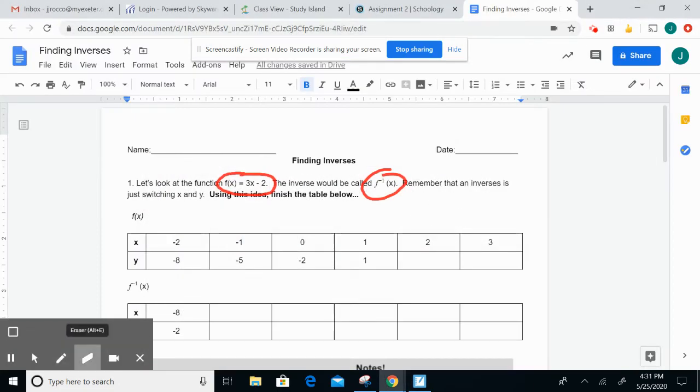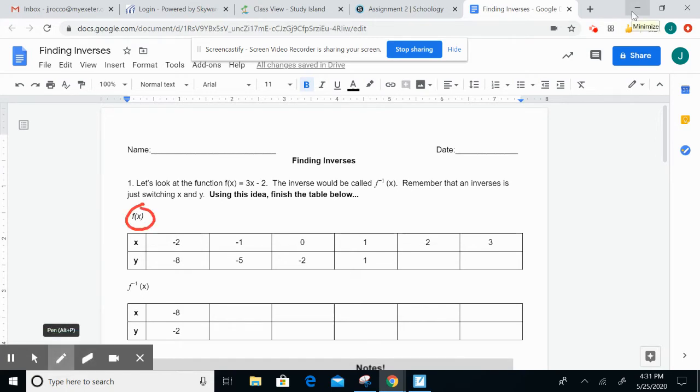Okay. So first things first with inverses. Think of a function like a machine. Here is a table for our original f of x. For x, we just picked some numbers: negative 2, negative 1, 0, 1, 2, 3. And when we plug it into the machine, negative 8 is what comes back. Look, negative 2 times 3 is negative 6, minus 2, negative 8. Negative 1 times 3, negative 3 minus 2 is negative 5. Plug in a 0, you get negative 2.